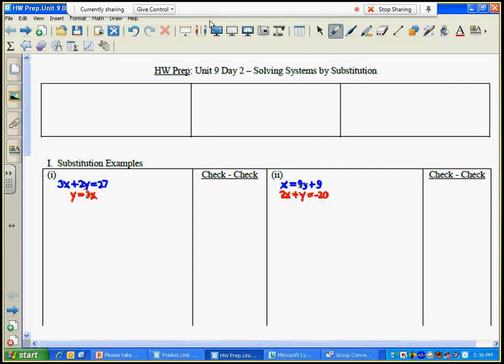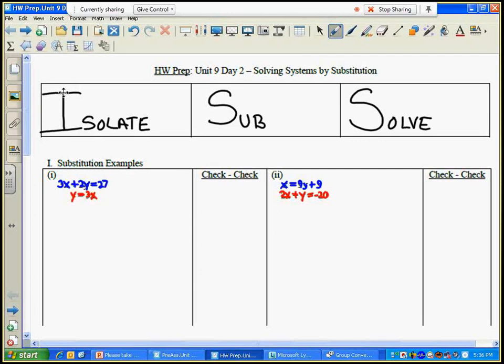The best way to remember how to do substitution is through the use of an acronym. And that acronym is ISS. Now this is not in-school suspension, so some of you who are getting kind of nervous, y'all can calm down. What this stands for is isolate, sub, and solve. Isolate, sub, and solve.